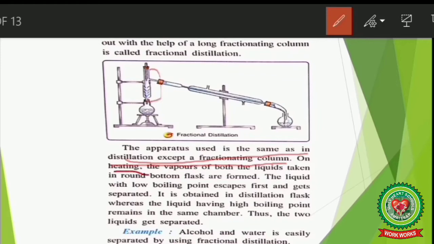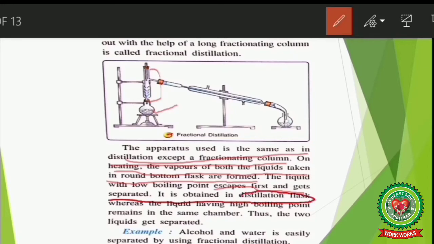On heating, the vapors of both the liquids taken in round bottom flask are formed. Students, as this method is used to separate two or more miscible liquids having boiling points close to each other, so vapors of both the liquids are formed simultaneously. The liquid with low boiling point escapes first and gets separated. It is obtained in distillation flask.